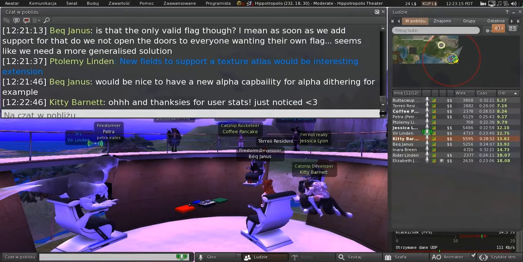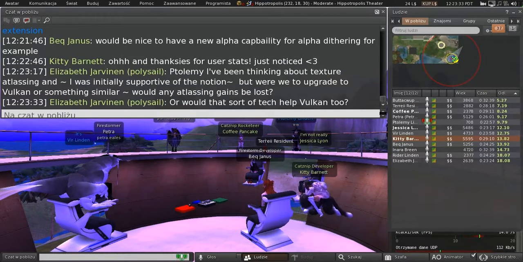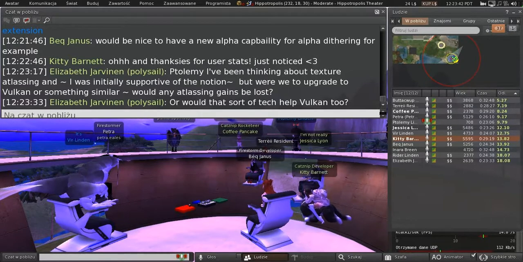Oh, sure. Hope it's useful. Texture atlases should be a win. Should not be a loss at all. I mean, the more objects you're using that share your texture atlases, the more of a win it becomes. Basically it's one less texture to cache. It would help with both OpenGL and Vulkan.